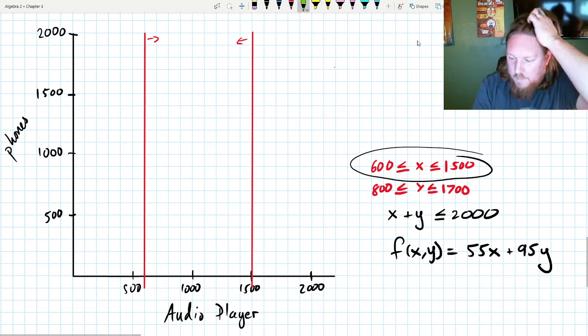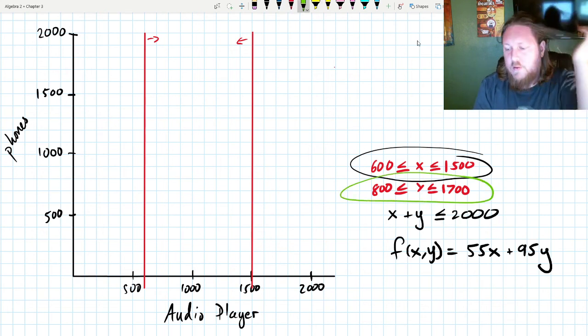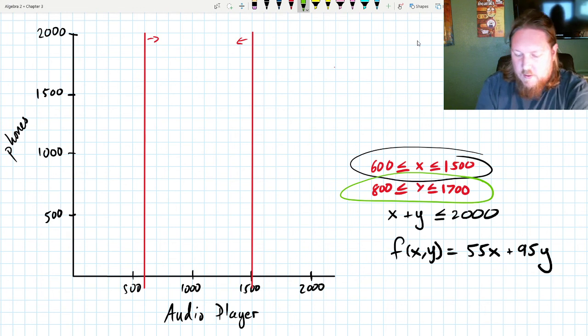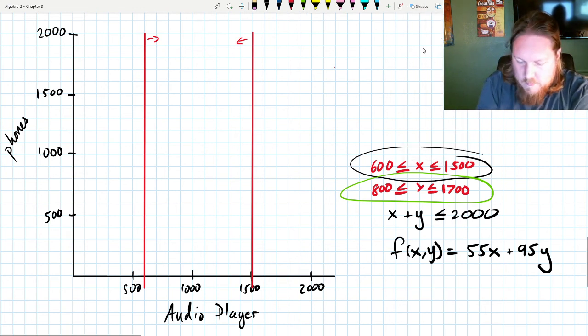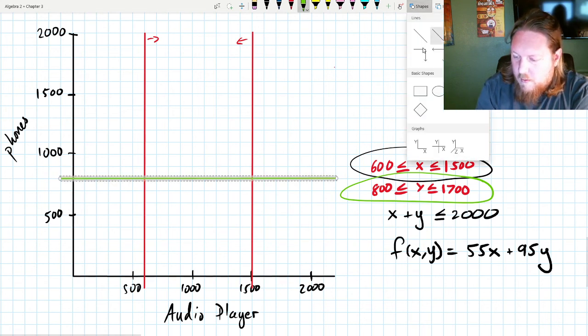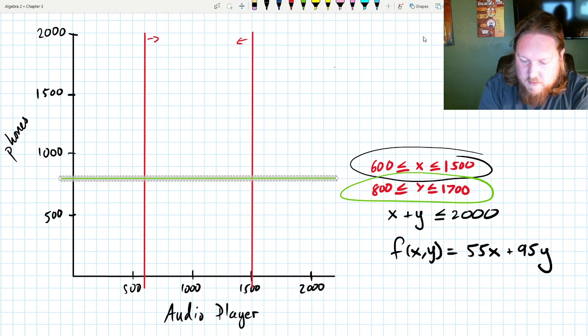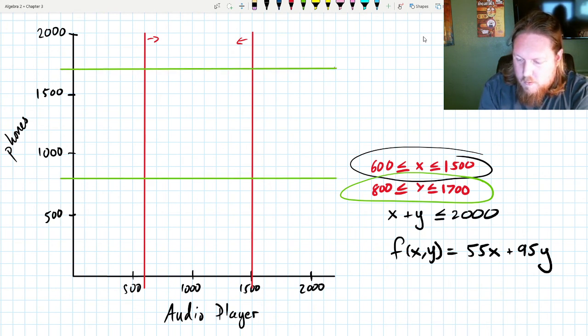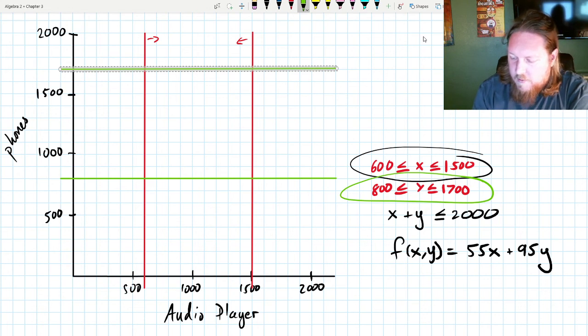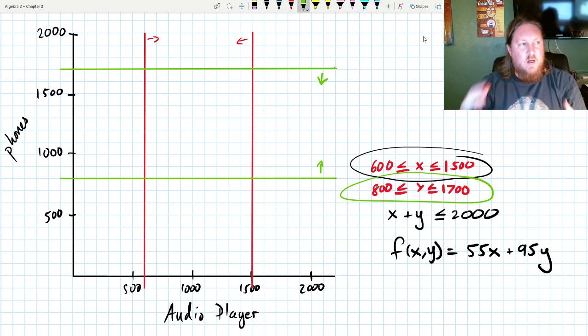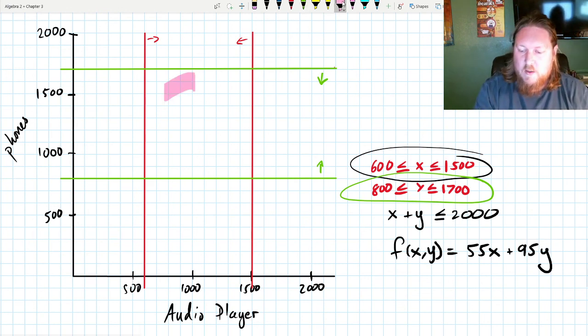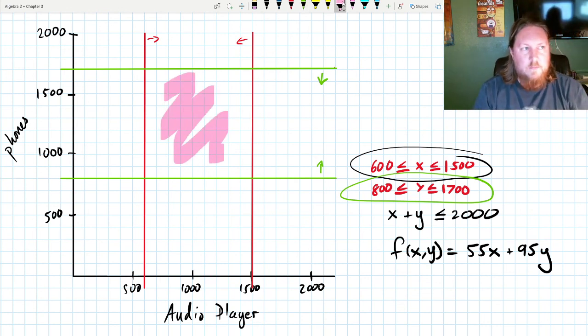Now in green, I'll do the Y values. So that goes from 800. So we'll go up to 800, 6, 7, 800. There we go. And its maximum is 1,700, which is up here. And for the Y values, it has to be between those two lines. So right now, it looks like we've got this square in the middle as our feasible region.